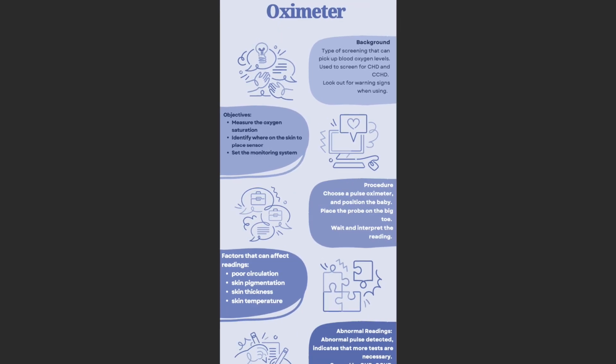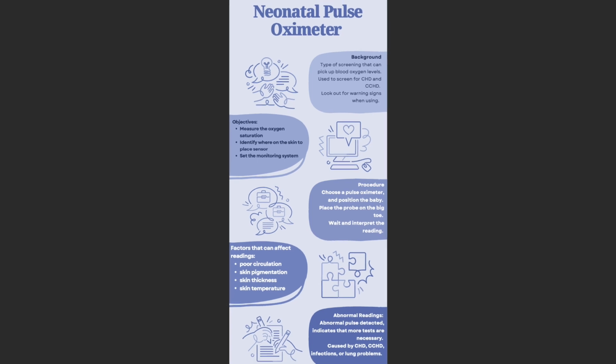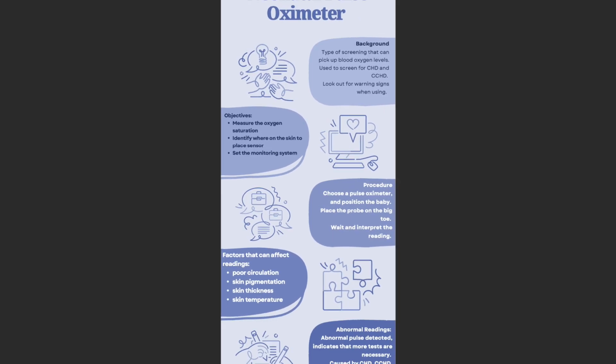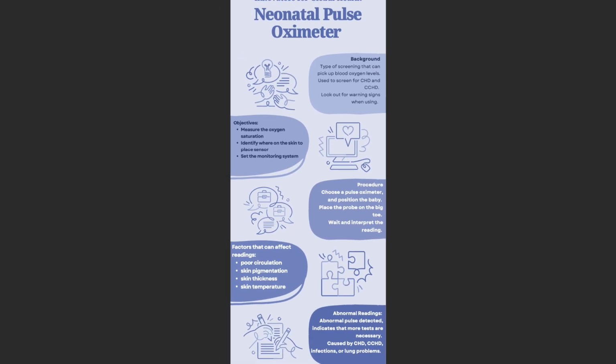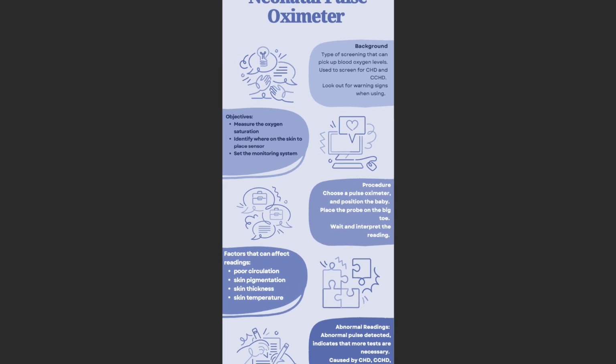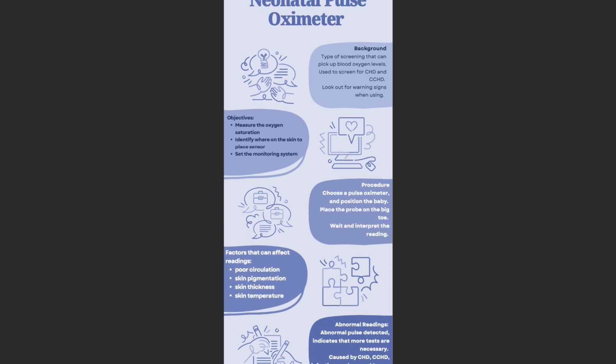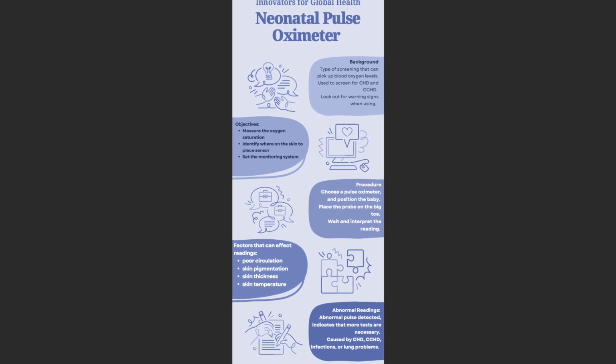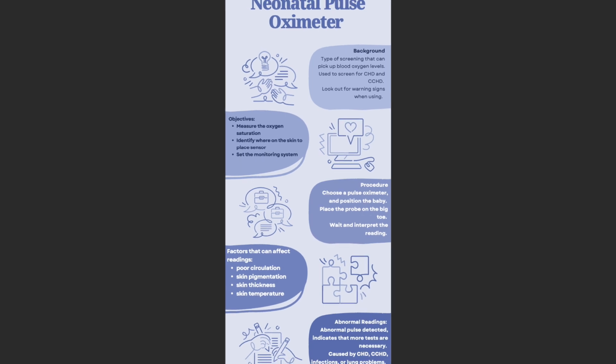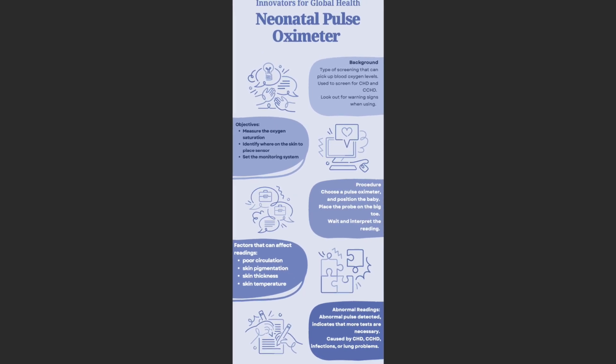Accurate readings. Here are some factors identified by the FDA, or the U.S. Food and Drug Administration, that may affect pulse oximeter readings: poor circulation, skin pigmentation, skin thickness, skin temperature, tobacco use, and fingernail polish.